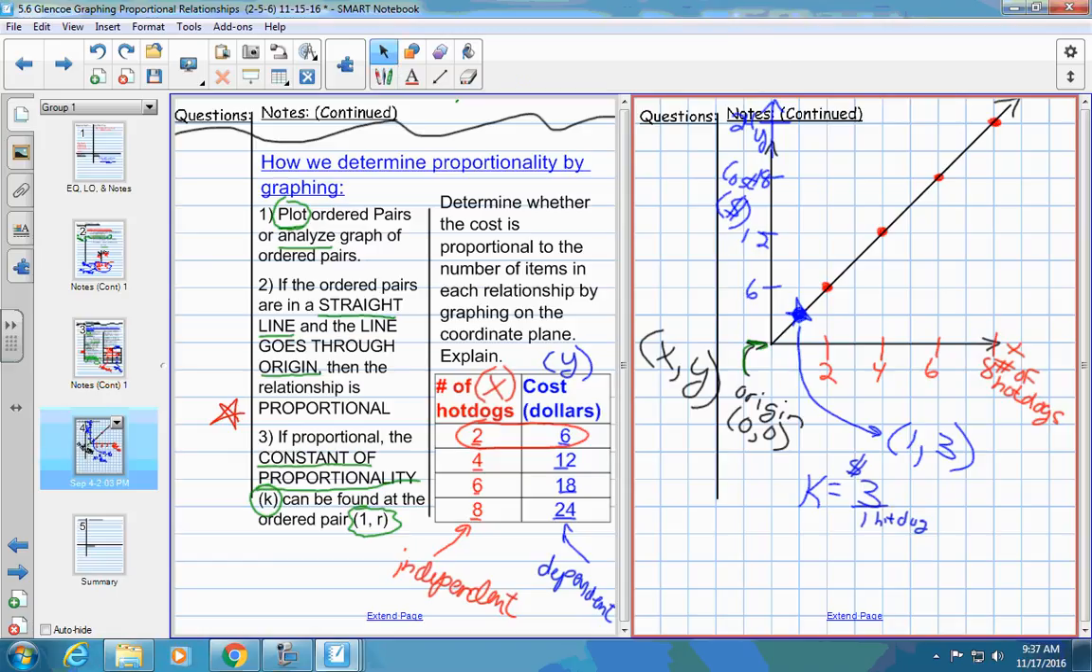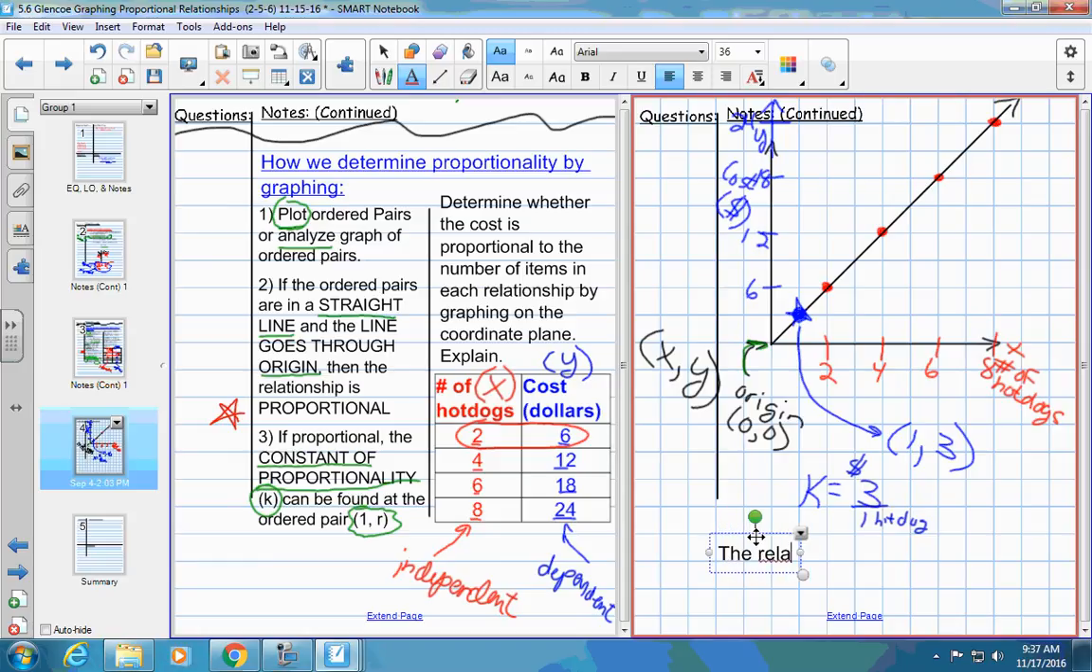So we got to answer our question finally here. It did ask if it was proportional based on the graph, and I like to teach you to write your answers out. So the relationship of hot dogs purchased to cost is proportional. And I spelled proportional wrong. Someone will pick on me for that.